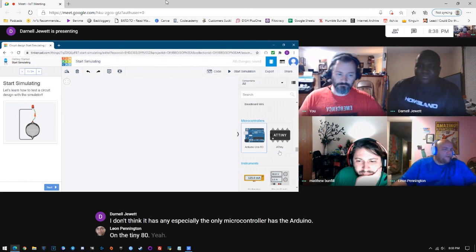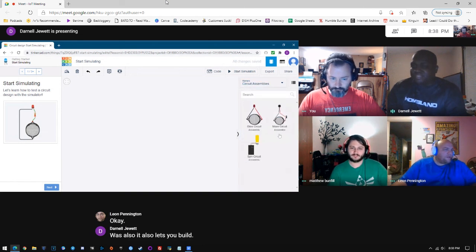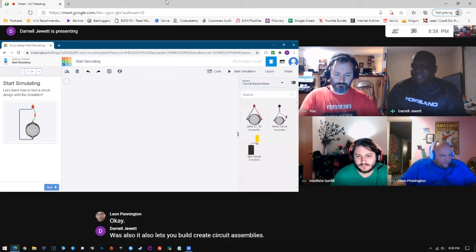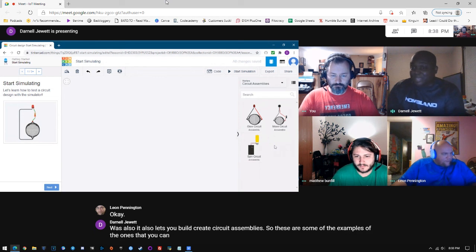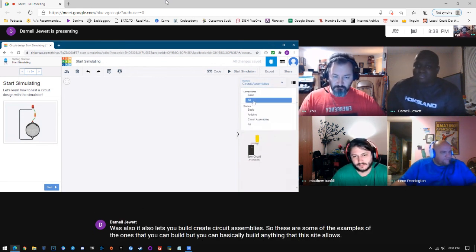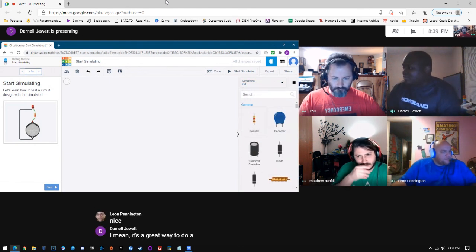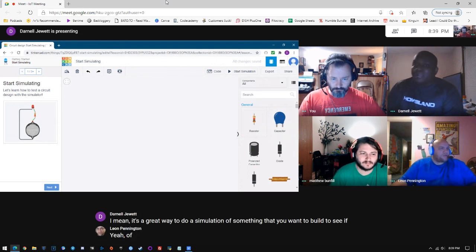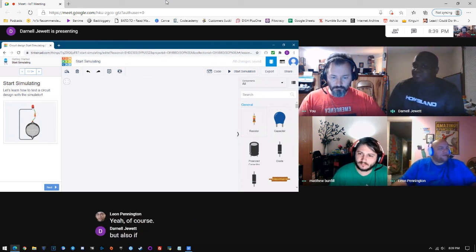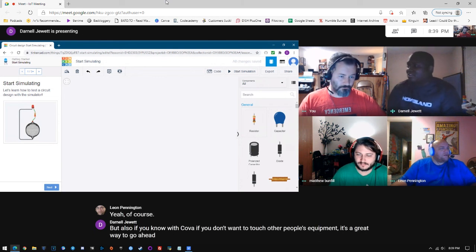Yeah. Okay. It also lets you build, create circuit assemblies. So these are some of the examples of the ones that you can build, but you can basically build anything that this site allows. Nice. Just about anything. I mean, it's a great way to do a simulation of something that you want to build to see if it's possible. Yeah, of course. But also, with COVID, if you don't want to touch other people's equipment, it's a great way to go ahead and just do a simulation yourself.